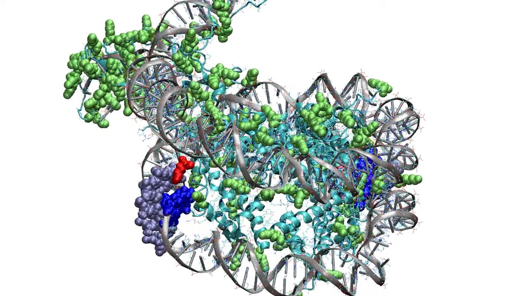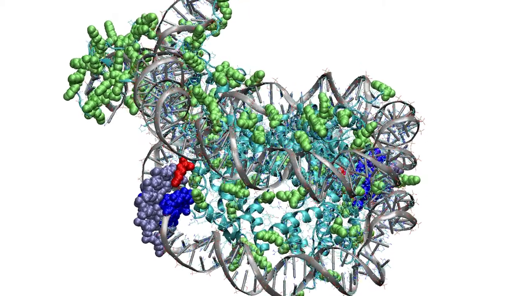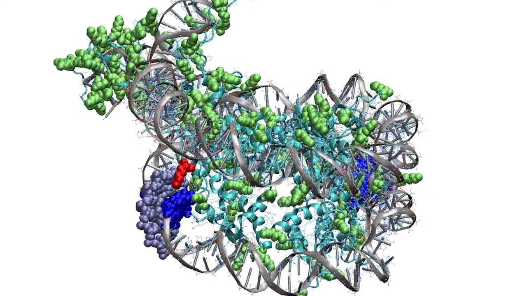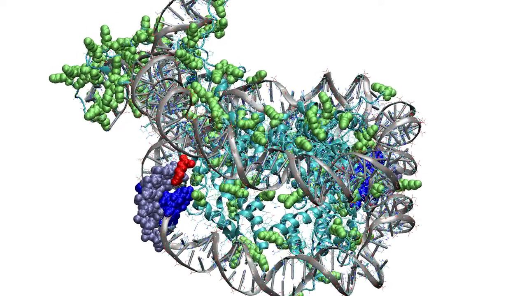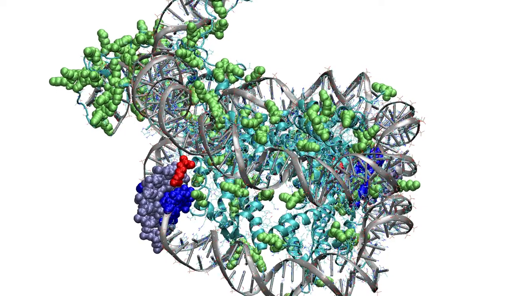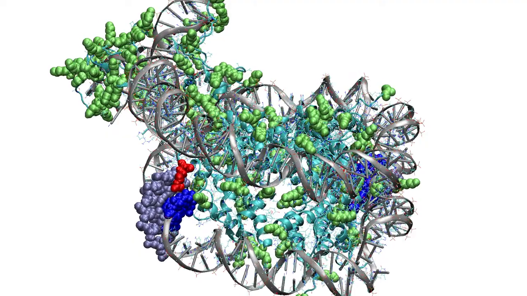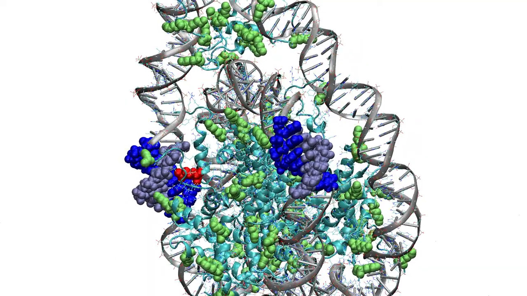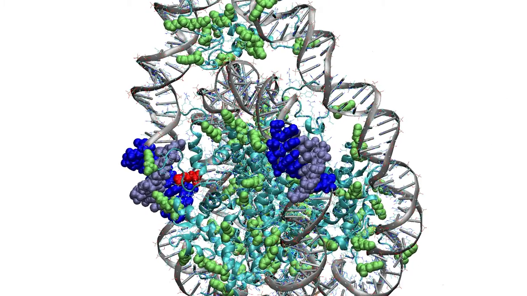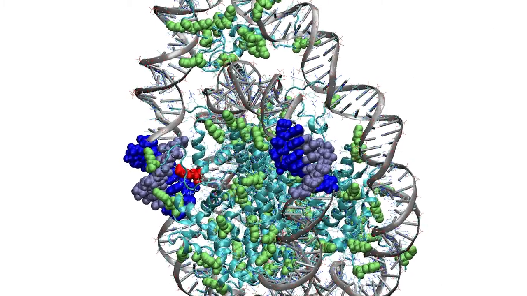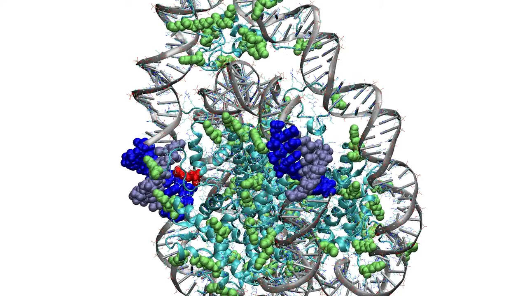In the first movie we see acetylated H3-K56 making contact with the minor groove. Looking at the acetylated H3-K56 on the other side of the nucleosome, we see now acetylated H3-K56 contacting DNA through the major groove.